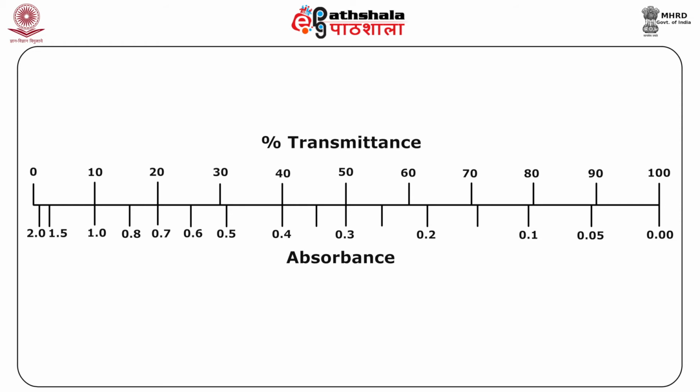An absorbance of 1 corresponds to 90% absorption, and an absorbance value of 2 will correspond to 99% of the absorption. The spectra from spectrophotometers are mostly given in the format of absorbance versus wavelength, or percentage transmittance versus wavelength.